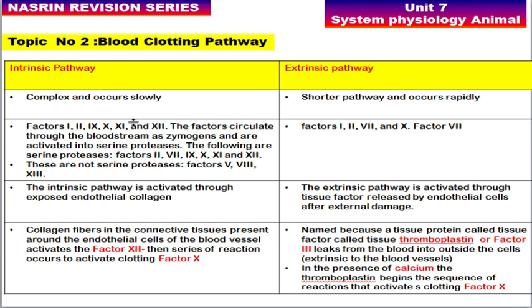As I mentioned earlier, these factors circulate through the bloodstream as zymogens, and these factors are enzymes of the serine protease group. In this, factor numbers 2, 7, 9, 10, 11, 12 are serine proteases, whereas other factors like factor 5, factor 8 and factor number 13 are not serine proteases. The rest of all factors are serine proteases, whereas the factors involved in the extrinsic pathway are 1, 2, 7, 10.